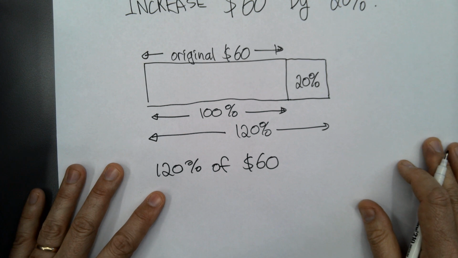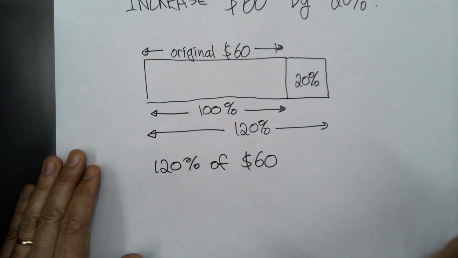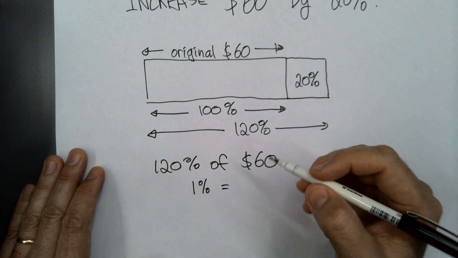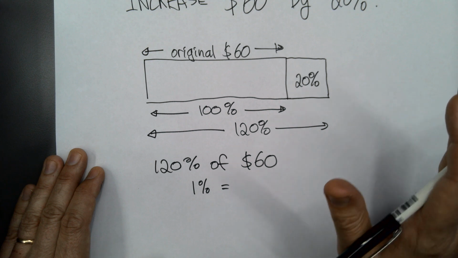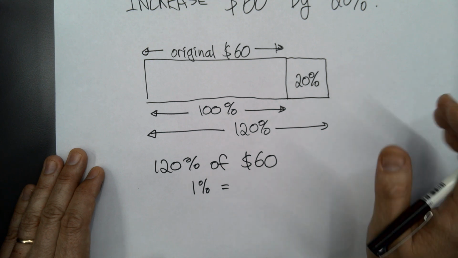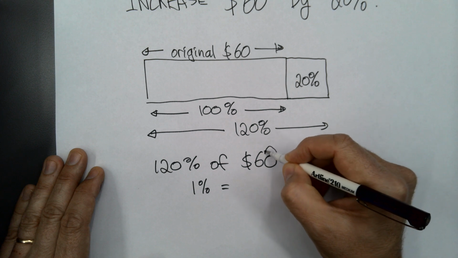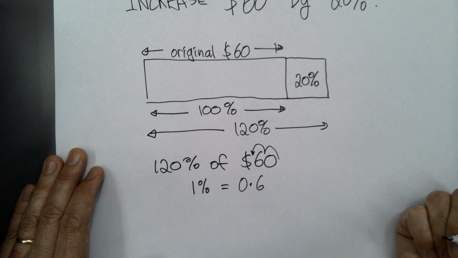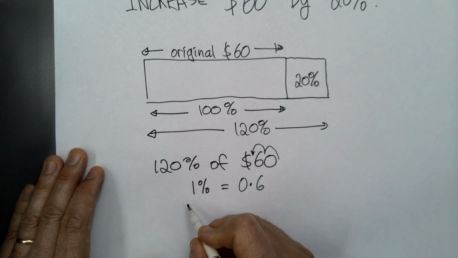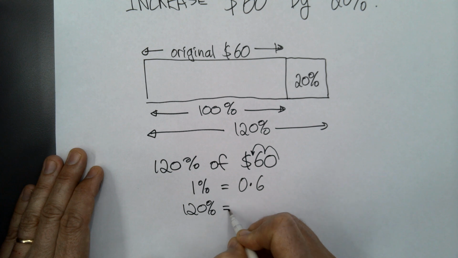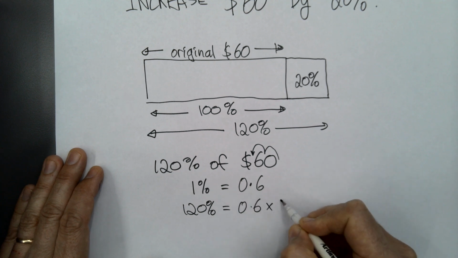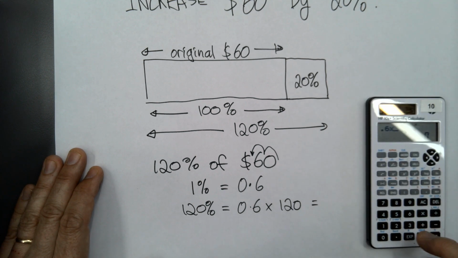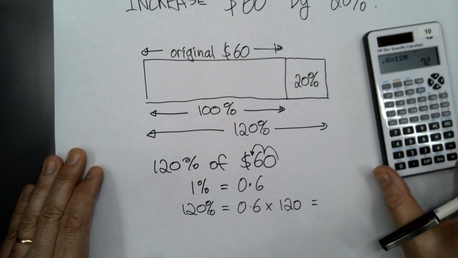Okay, so what did we do last time? We were doing a percentage. We find 1%. Okay, so 1%, divide that by 100. The technique is exactly the same. Okay, we are not changing technique. Technique will always get you out of jail. Okay, so 0.6 is 1%. So now I just need 120 of them. So 120% is 0.6 times 120. Magic buttons will tell you that that is 72.